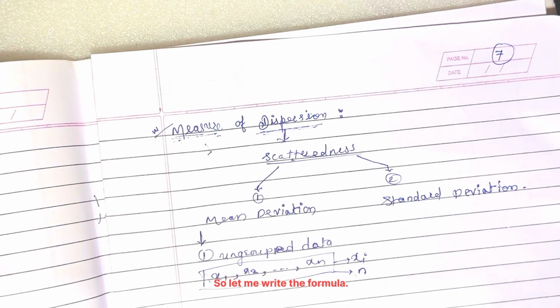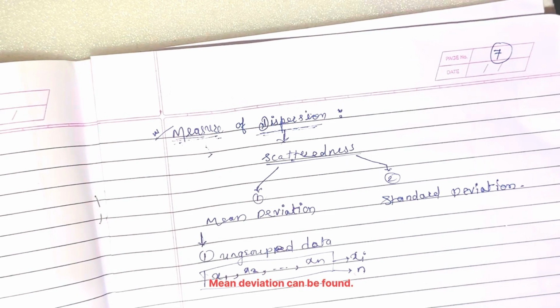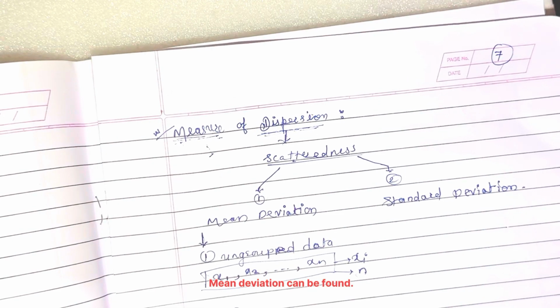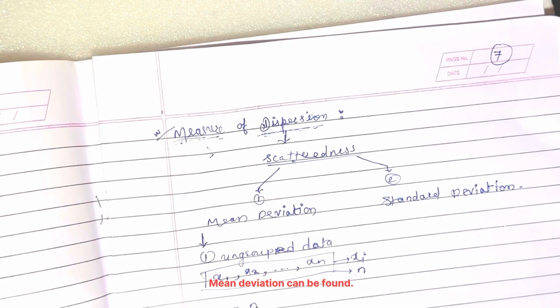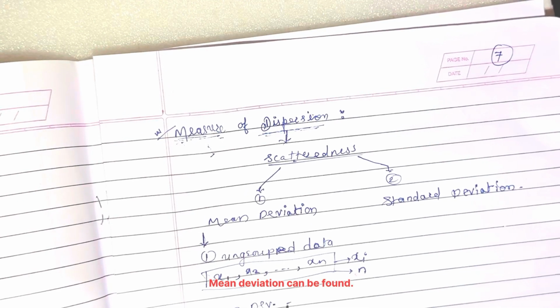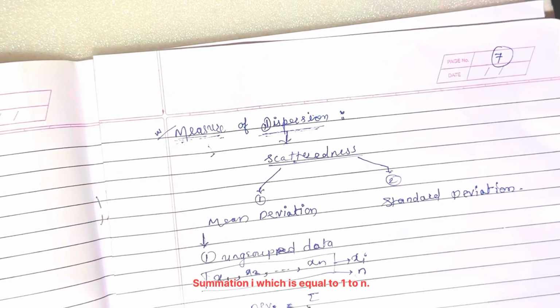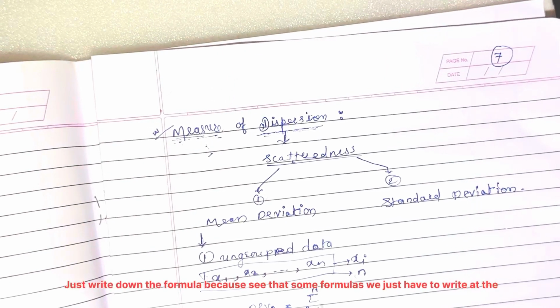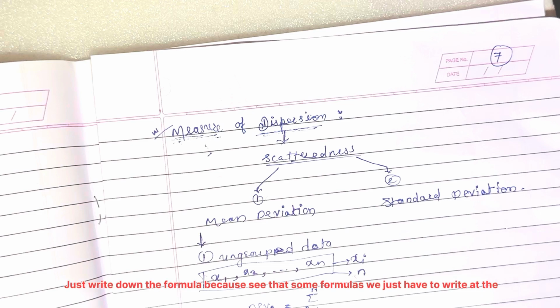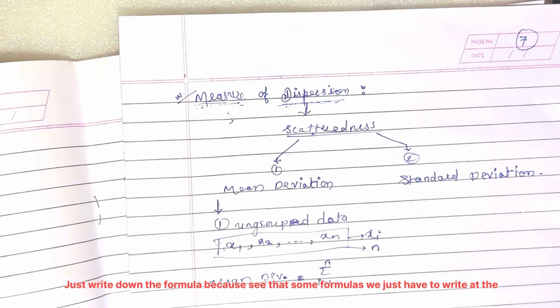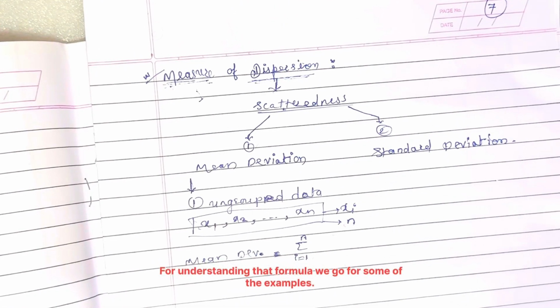So let me write the formula. It is way easier, guys, not that difficult. Mean deviation can be found using summation, i equal to 1 to n. Just write down the formula, because some formulas we just have to write at the beginning. For understanding that formula, we will go through some examples.